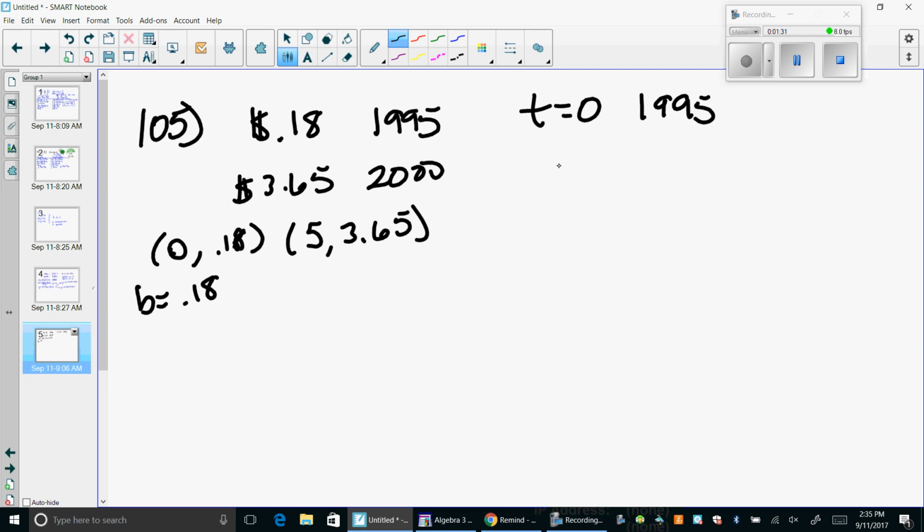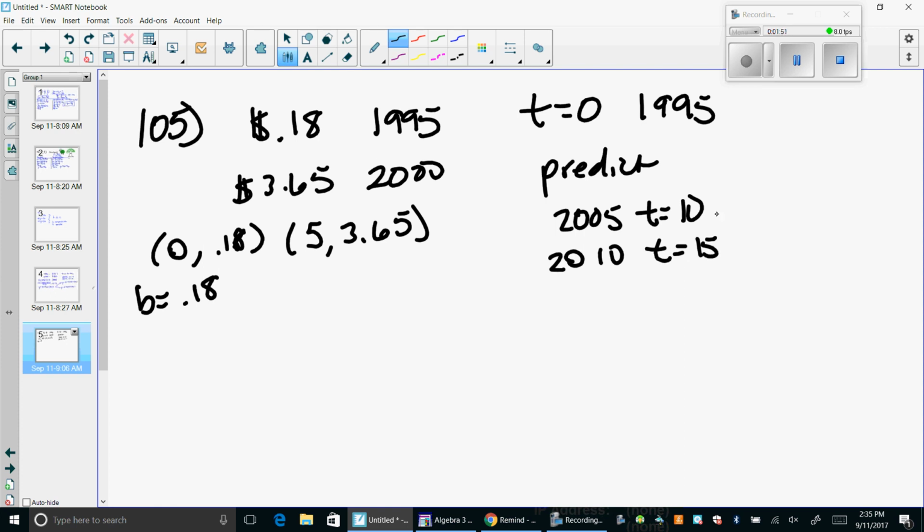They also want me to predict the cash flow per share for 2005, which would be when t is 10. If t is 0 for 1995, then 2005 would be when t is 10. And then again in 2010, which would be when t is 15, or x, or whatever you want to use. All right, so I know the y-intercept is 18 cents. Now I'm going to find the slope.